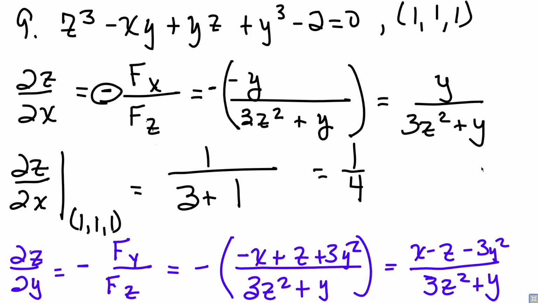Let me make sure I'm looking at this correctly. All right, if we evaluate it at the point 1, 1, 1, we're going to end up with negative 3 on top and 4 at the bottom, which is the answer of negative 3/4. Any other questions?